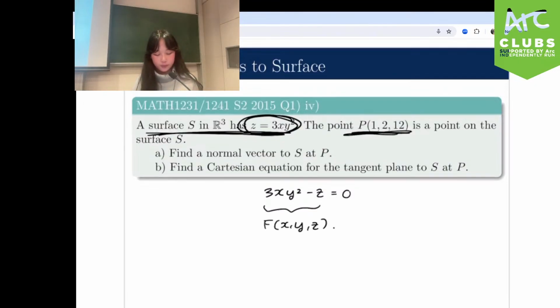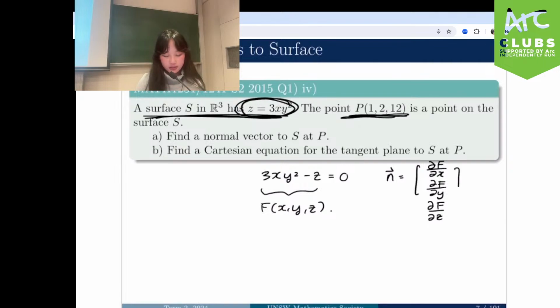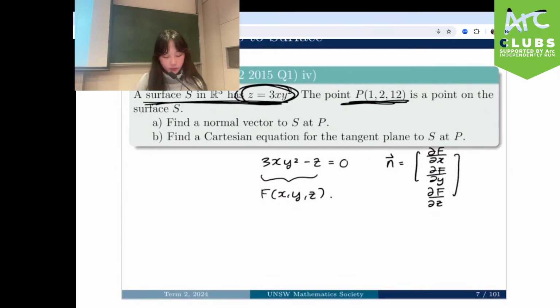Okay, cool. So if you remember, the equation for a normal, which I'm going to denote with the vector n, is the partial derivative with respect to x, the partial derivative with respect to y, and the partial derivative with respect to z. Okay, so we just take the partial derivative. Again, when you're taking the partial derivative, you're treating all the other variables like constants. So when we're taking the partial derivative with respect to x, we're treating y and z like constants.